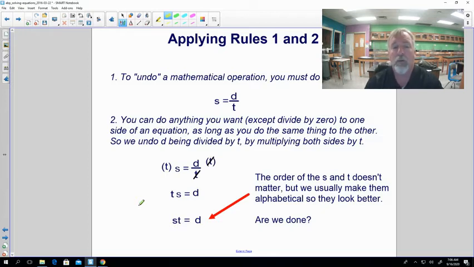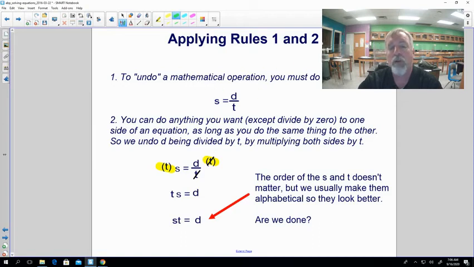So we need to look at rule 2. Whatever we're going to do, in rule 1, we realize we're going to have to do a multiplication by t. So that's what we're going to do here. On rule 2, we're going to multiply the right side by t. But if we're going to multiply the right side by t, rule 2 tells us we have to multiply the left side by t as well. So all we've done is identify that to do the opposite of this division, we need to do multiplication. So we're going to multiply that side by t. If we multiply one side, we have to do the same thing to the other side. Multiply by t.